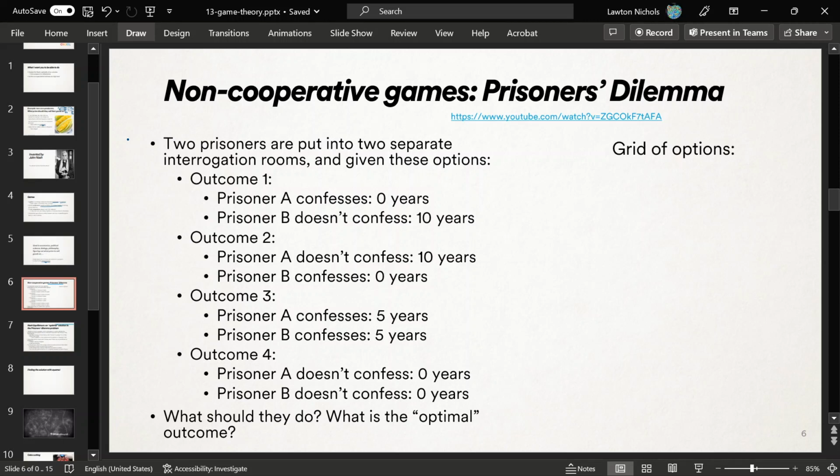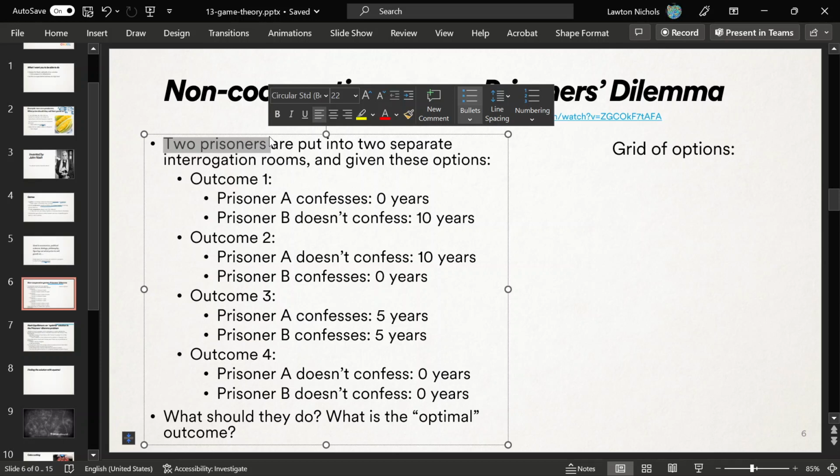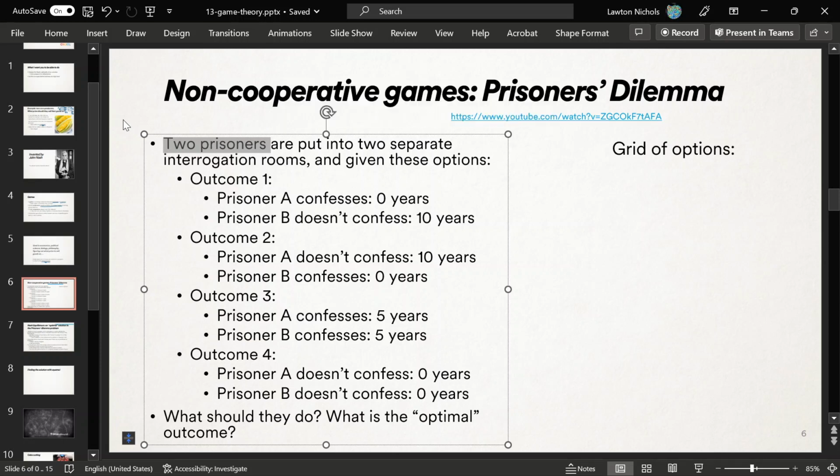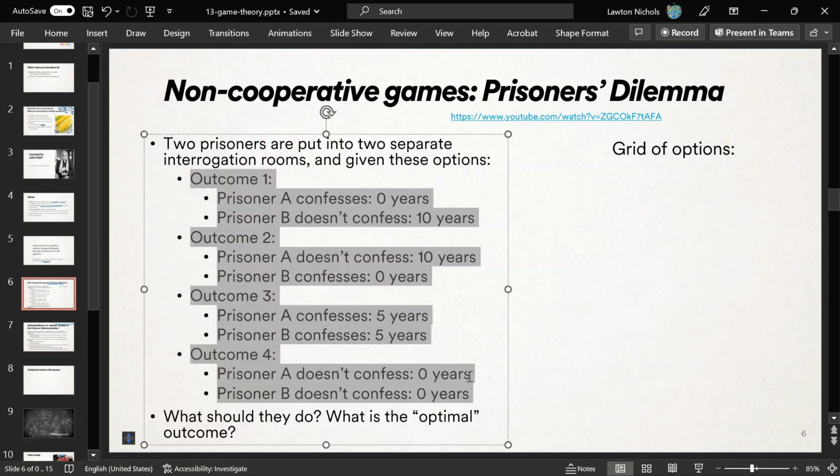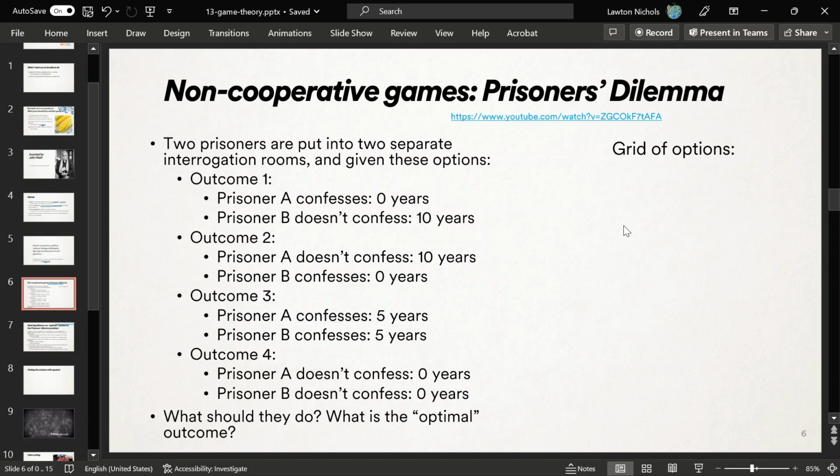Here's the story. So two prisoners, they were caught together, they did something bad, or at least the cops claim that they did something bad, and they are put into two separate interrogation rooms. So these people, they were caught together, supposedly accomplices. They're put into two separate interrogation rooms. They cannot talk to one another. And they're given one option. They can either confess to the crime or not confess to the crime.